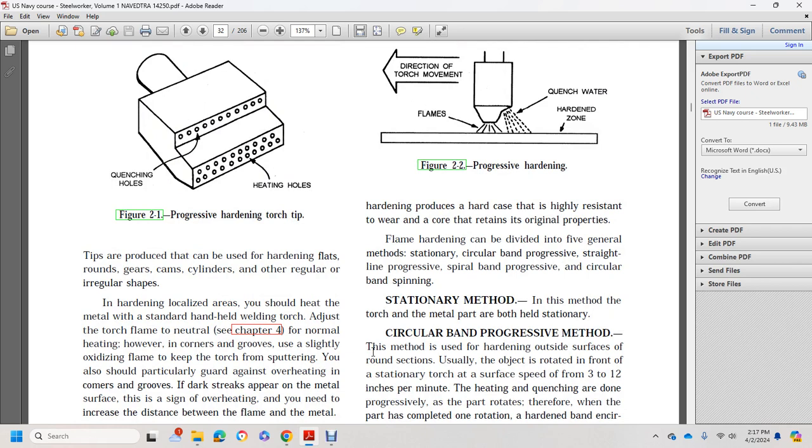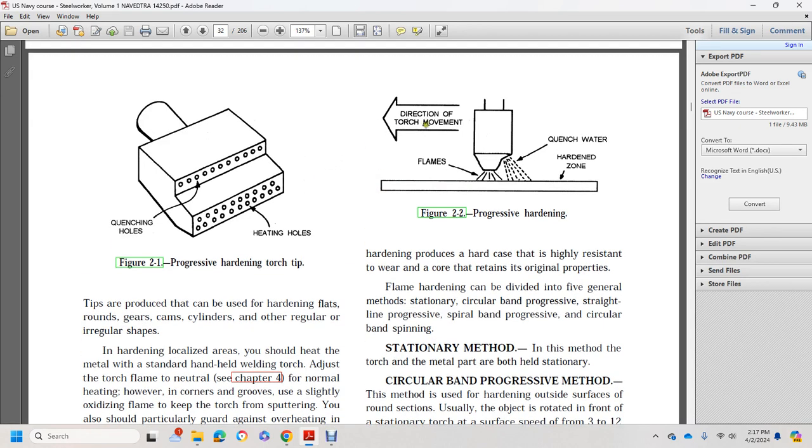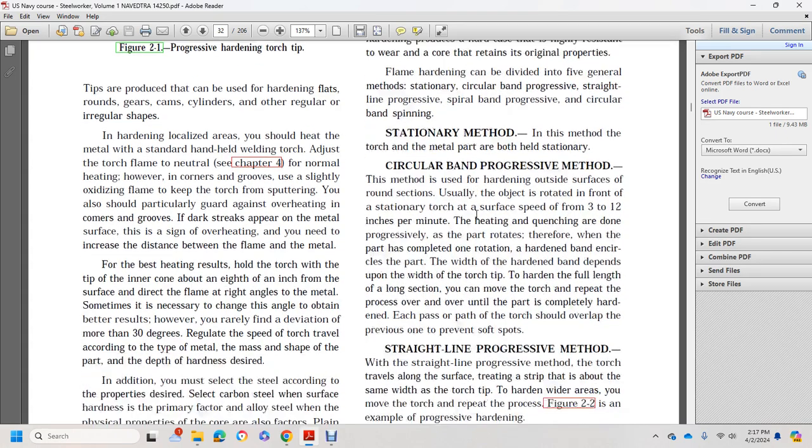Flame hardening can be divided into five general methods: stationary, circular band, progressive, straight line progressive, and spiral band progressive. Figure 2.2 shows progressive hardening, the direction of travel, the flames, the quenching water, and the hardening zone. In the stationary method, the torch and the metal are both held stationary.